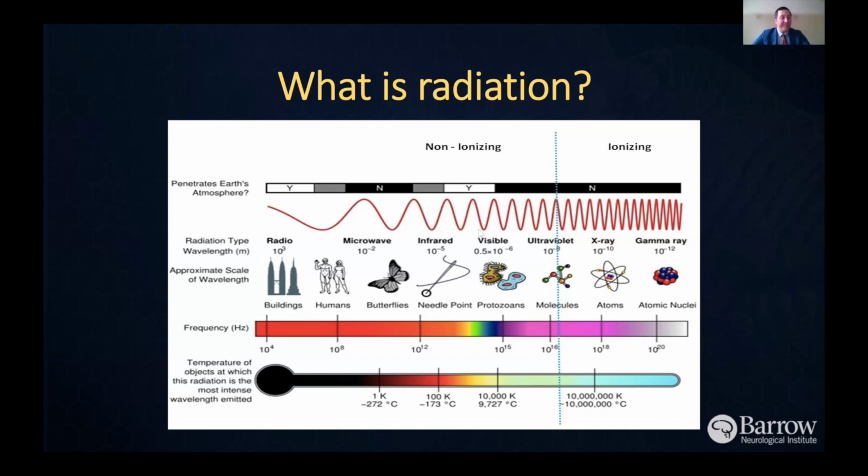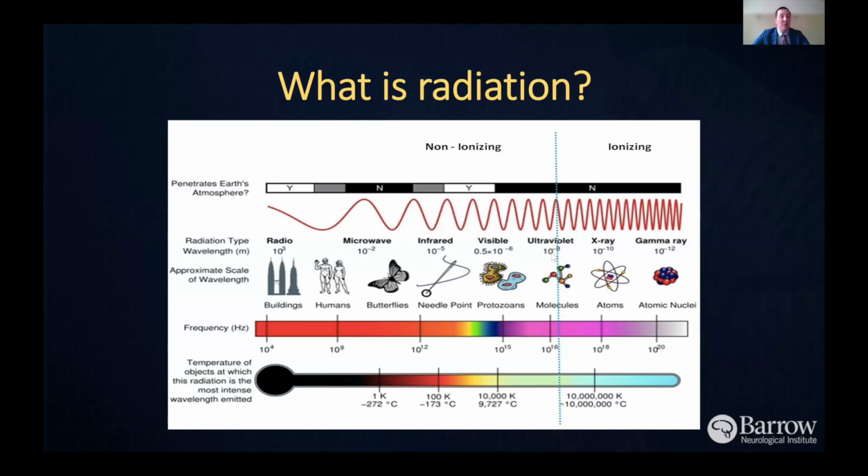Then there's visible light, and that's what allows us to see with our eyes. It's the reason you can see this PowerPoint on the screen today. That's a form of radiation. As the waves get smaller, they can start interacting with the atoms and molecules of our body. And as they have the ability to do this, they're called ionizing radiation.